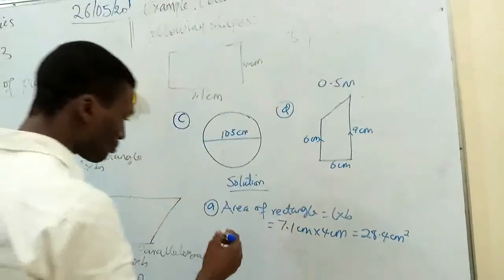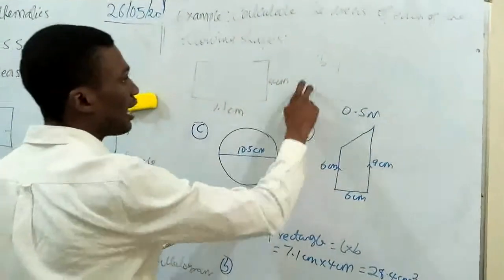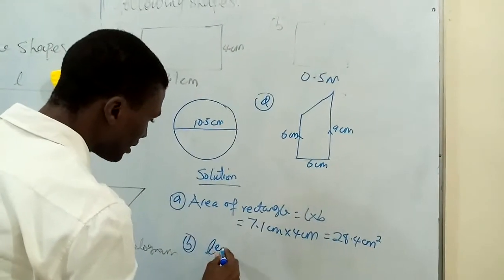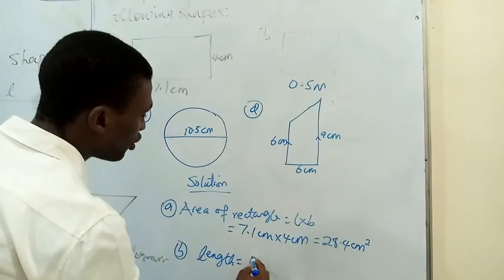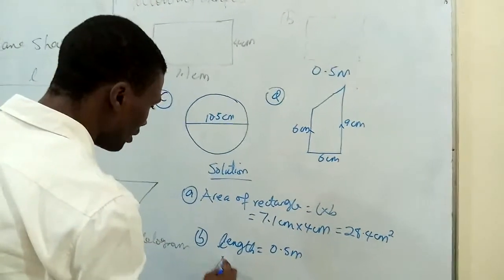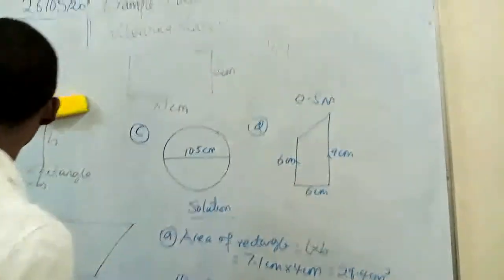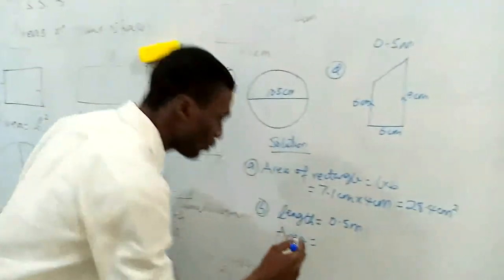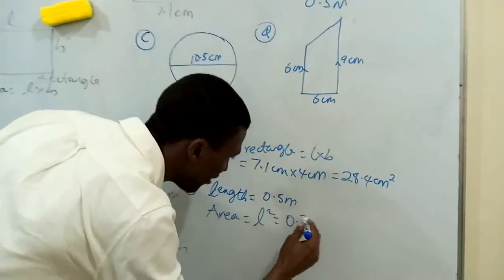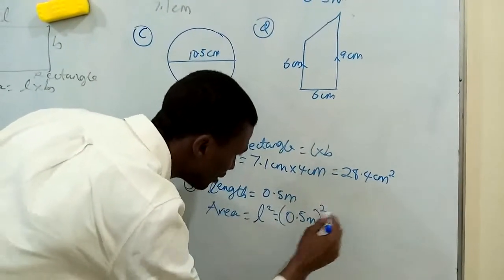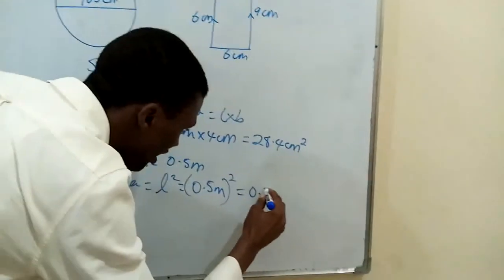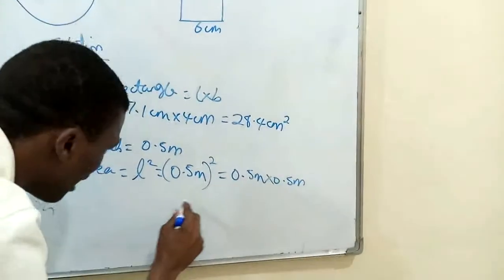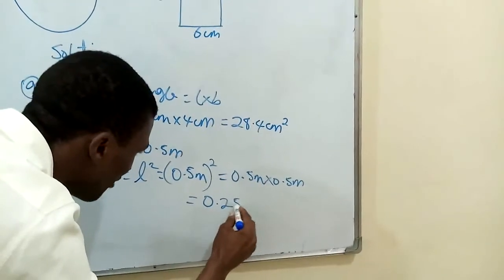For our square, we know that the sides of a square are all equal. It has 4 equal sides. So we have that the length is given as 0.5 meters. Our area of a square is length squared, and you can also say side squared. We have length squared, which is 0.5 meters all squared, to give us 0.5 meters times 0.5 meters. If you multiply it, we have 0.25 meters squared.